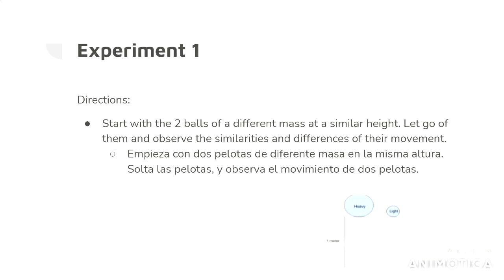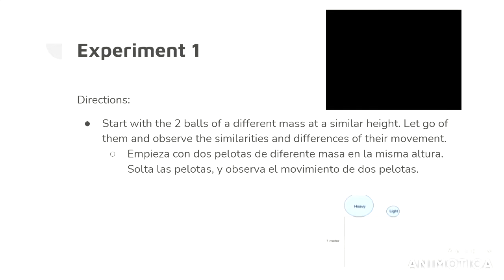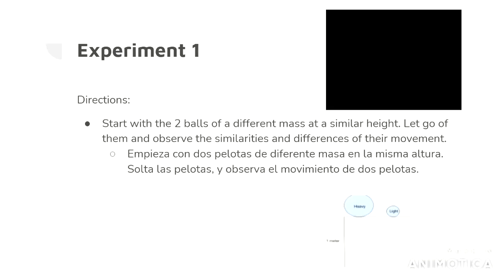So for our first experiment, we're going to start with two balls of a different mass at a similar height. You're going to let go of them and observe the similarities and differences of their movement. It is helpful if you want to record it in slow-mo like I did, just so you can really observe their movement. As you can see, these balls are a different mass, and they're falling from the same height. And that's all the first experiment is.